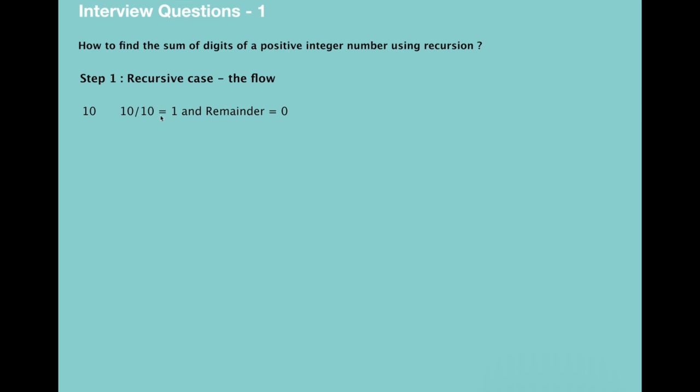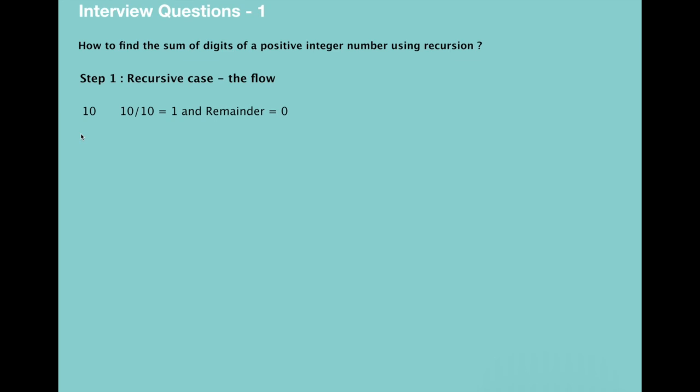The result is 1 and the remainder is 0. That's exactly what we want. We have separated these digits, then we can sum up these digits together, which will be 1. So by dividing by 10, we can get the digits of any given number. So let's see another example.